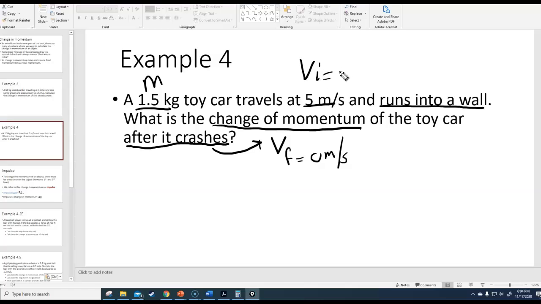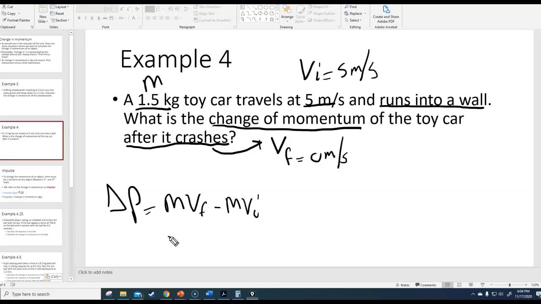So the initial velocity of the car is 5 meters per second, and once it hits the wall and it stops, the final velocity will be 0. So you have to use your context clue to figure that out. Now to calculate change in momentum, of course, that would just be mv final minus mv initial. And from here, it's just a matter of plugging in the values I have.